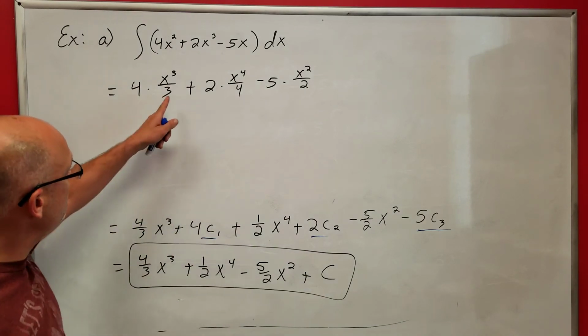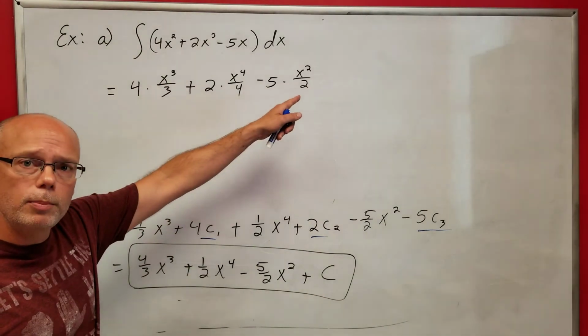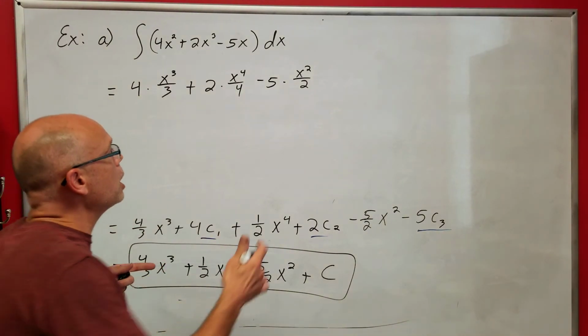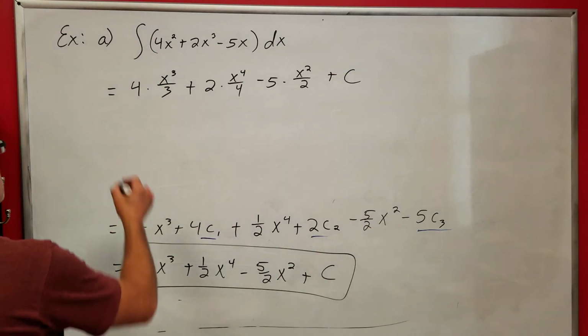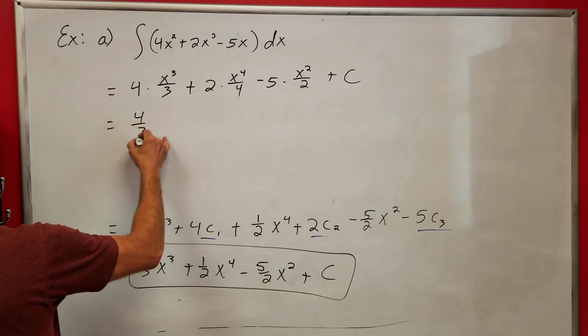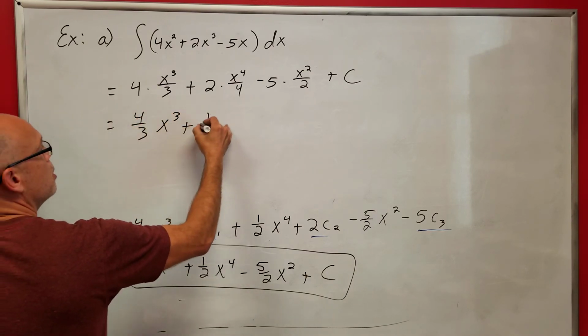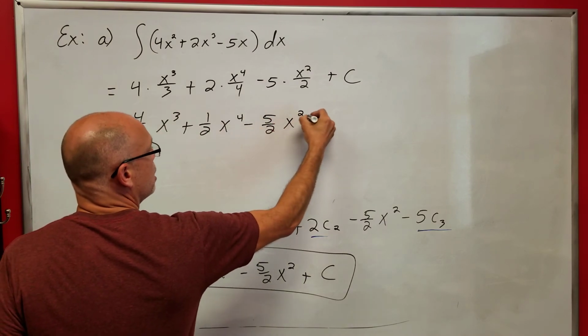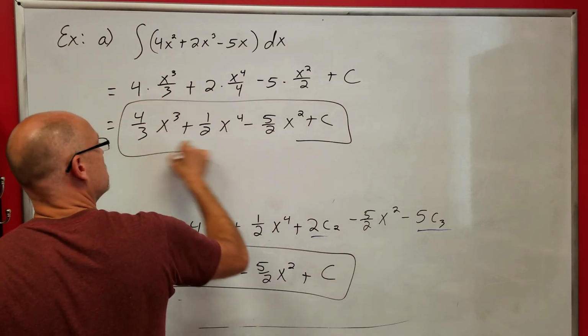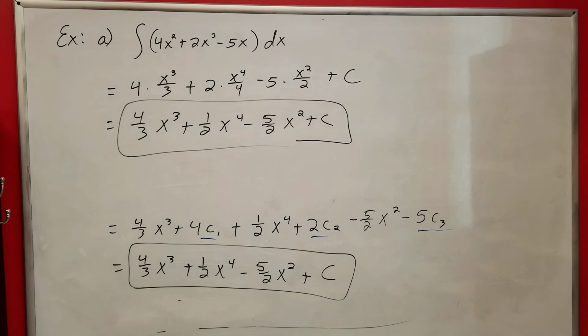And technically I need c1, c2, c3, but I know they're all going to add up to some new constant anyway, so I could just put plus c at the end there. And if I clean this up, I get 4/3 x cubed plus 1/2 x to the fourth minus 5/2 x squared plus c. And is that the same thing I got earlier? Sure it is, right? That's a much quicker way to do it.